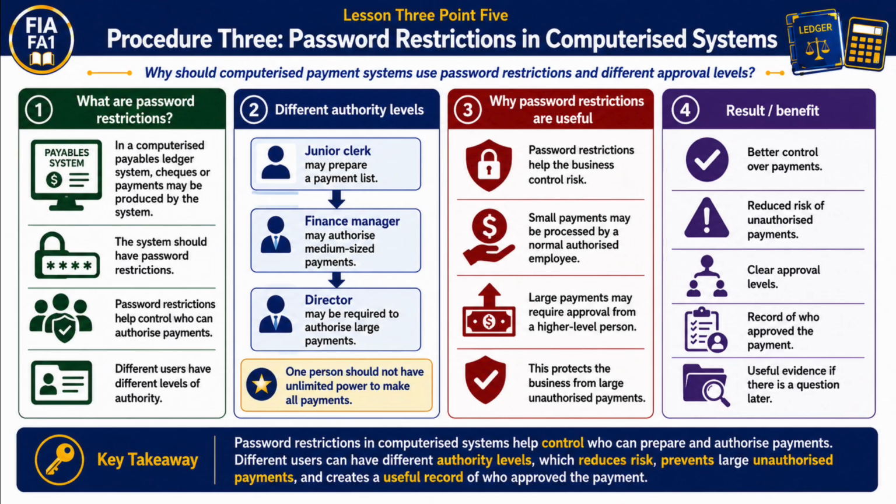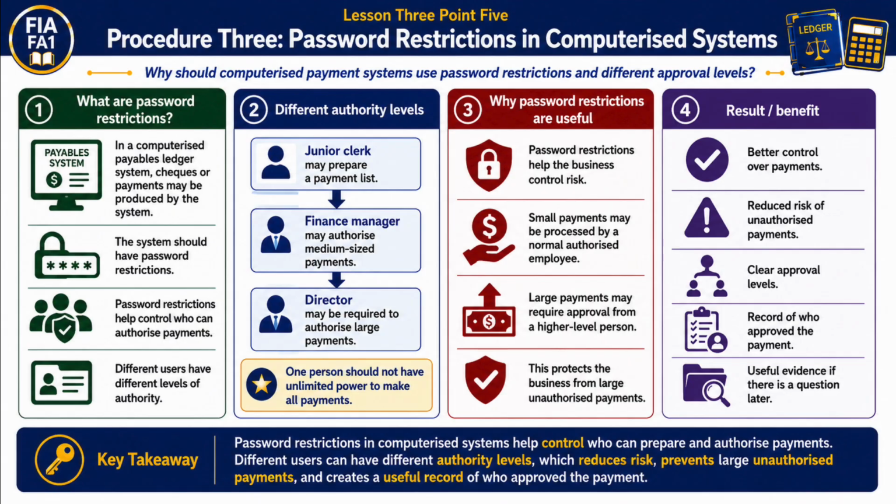For example, a junior clerk may be allowed to prepare a payment list. A finance manager may be allowed to authorize medium-sized payments. A director may be required to authorize large payments. This means different users have different levels of authority. This is important because one person should not have unlimited power to make all payments.